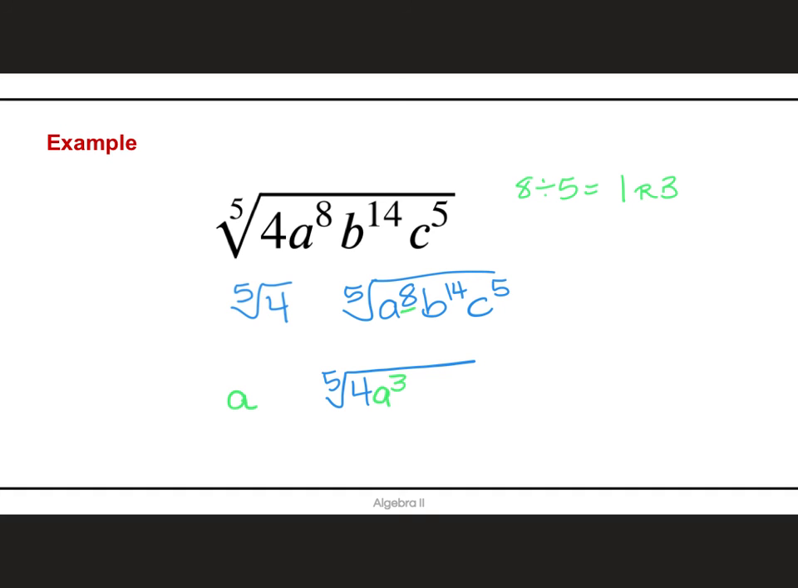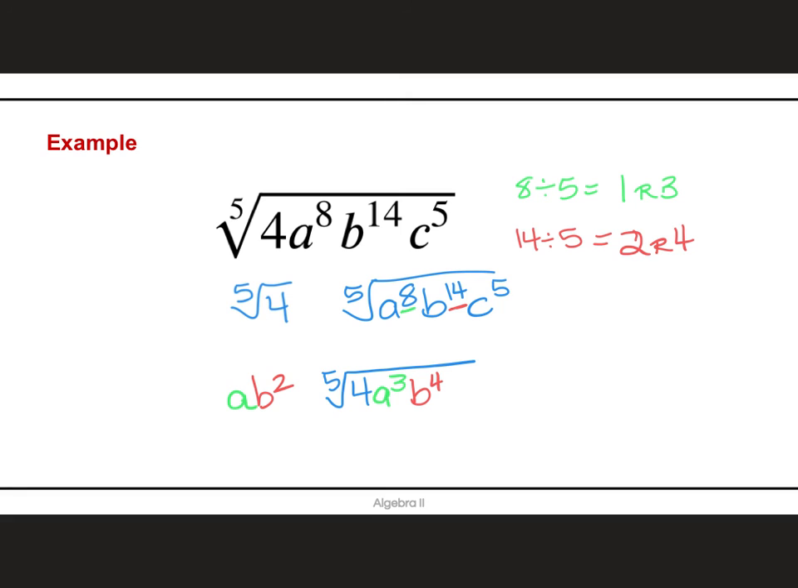So then the next one that I have is b to the 14th, right? So I'm going to take 14 and divide it by 5. So 5 goes into 14 2 times. So that's going to give me 10. I'm going to have a remainder of 4. So for my b, on the outside, I'm going to have b squared because there's 2. But then I'm going to have 4 underneath the radical because I wasn't able to do anything with those.